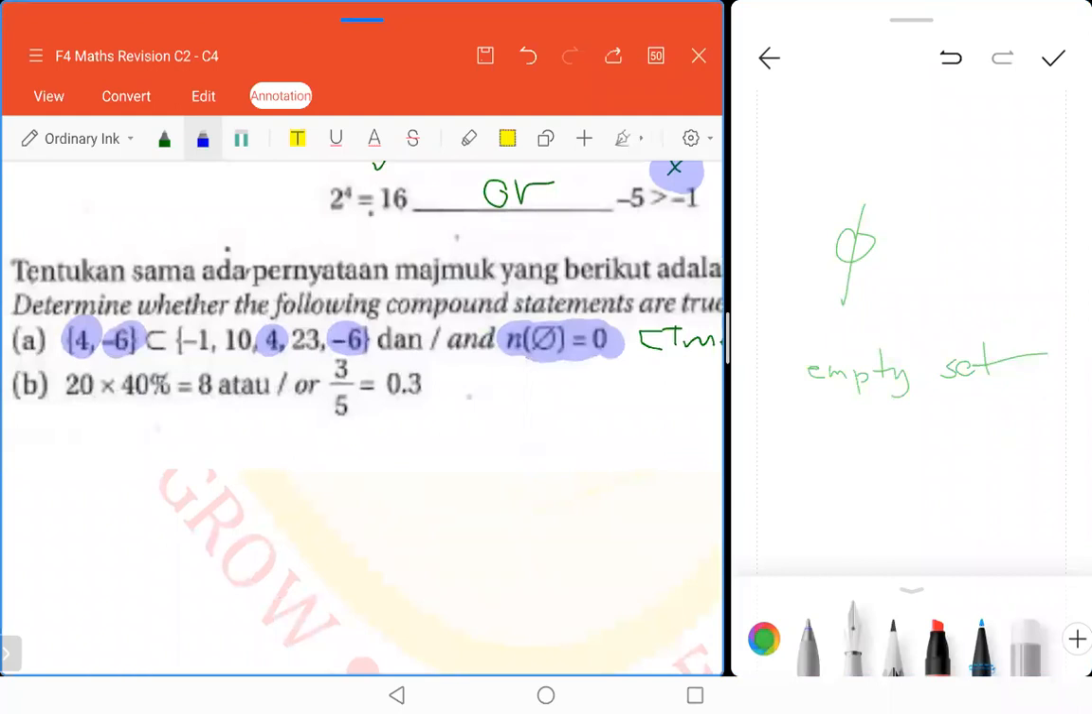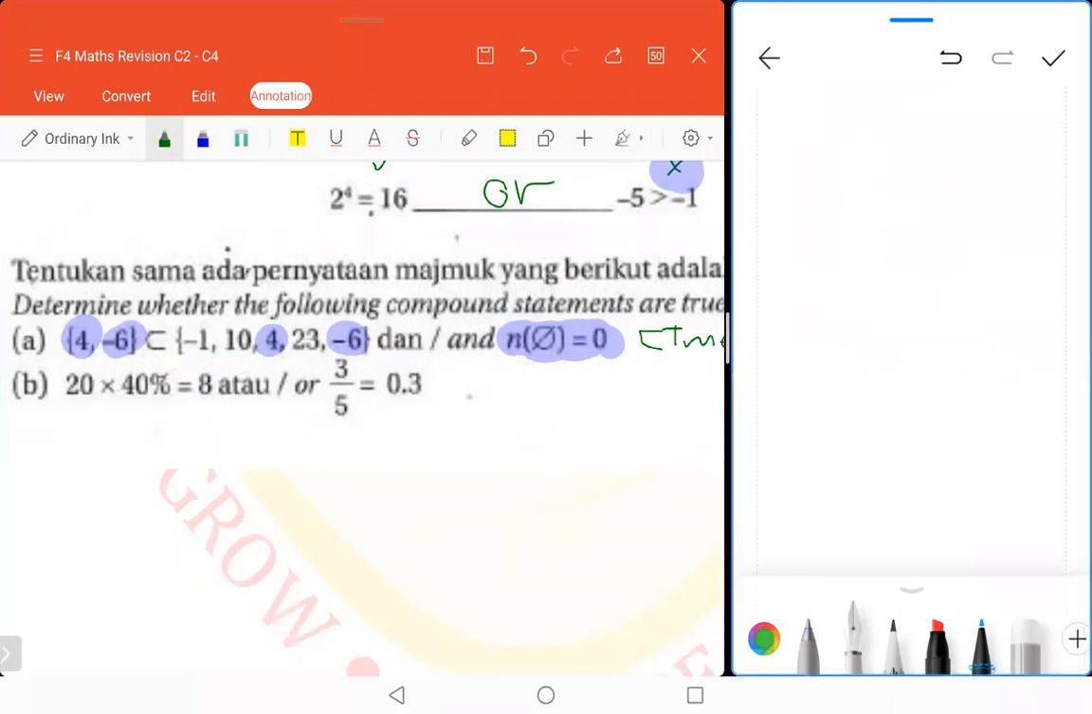20 times 40% equal to 8. Use the calculator and check. 2/5 of 20 is 8. Yes or no? So for B, is it true or false? True, okay?